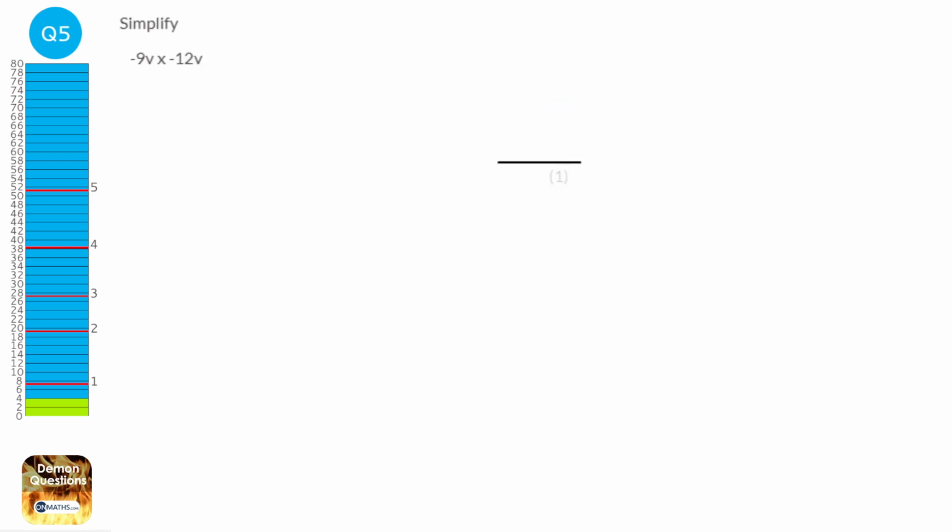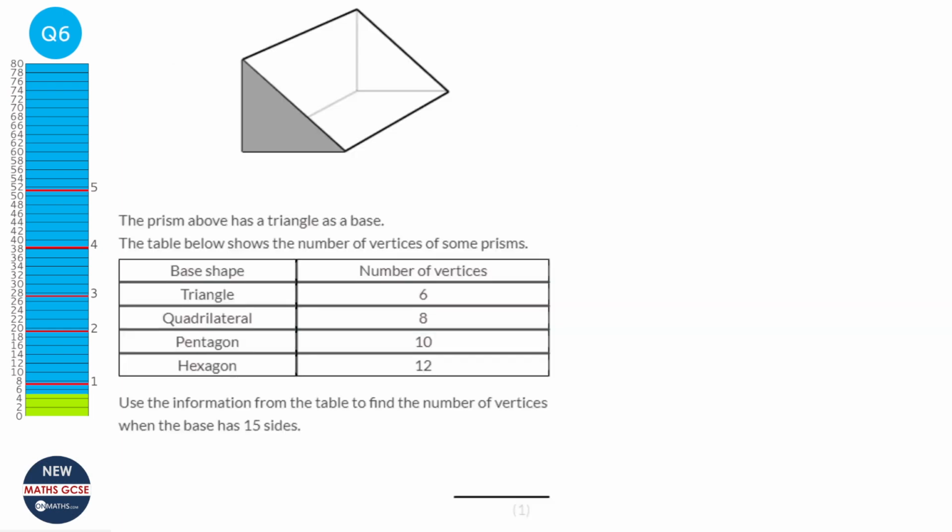Whenever we multiply 2 negatives, we always get a positive, so we know our answer will be positive. We're going to do 9 times 12, which is going to be 108, and v times v, which is going to be v squared.